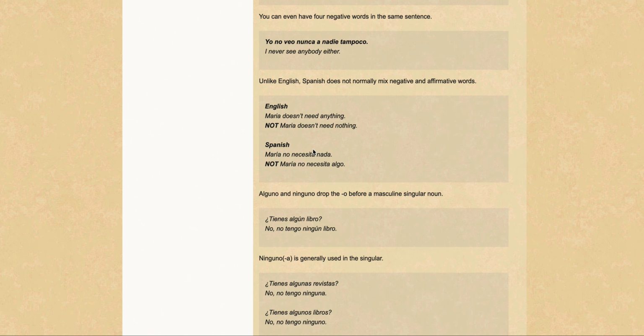And in English we can mix negative and affirmative words in the same sentence, but we cannot do that in Spanish. So for instance, Maria doesn't need anything. Doesn't is negative, anything is positive, but you cannot do that in Spanish. In Spanish it has to be both negative. So, Maria no necesita nada, right?